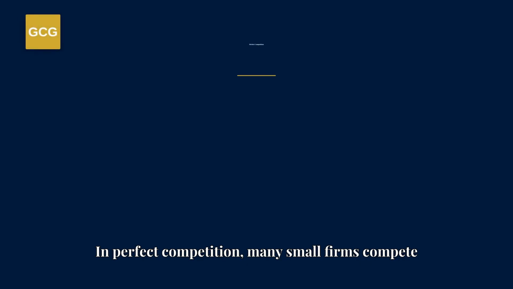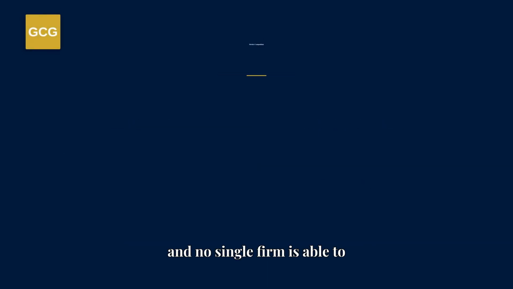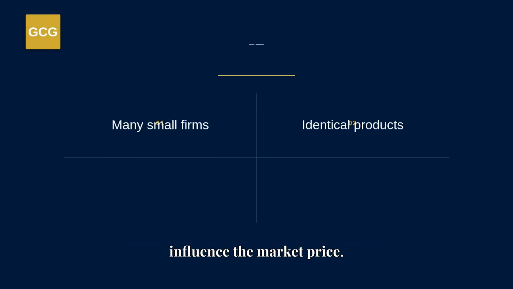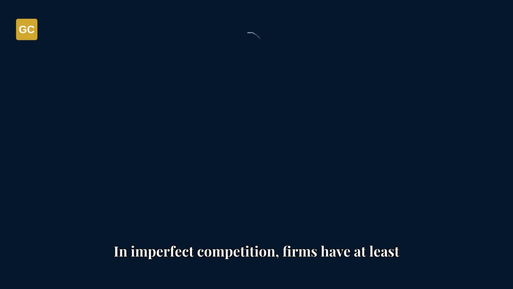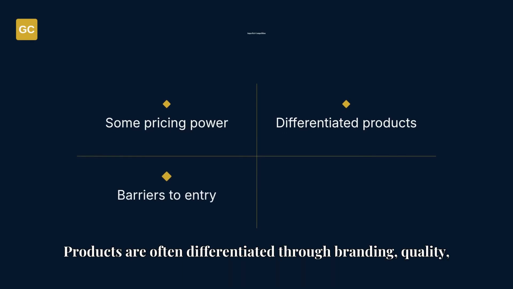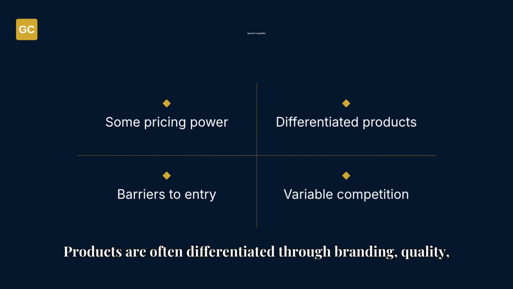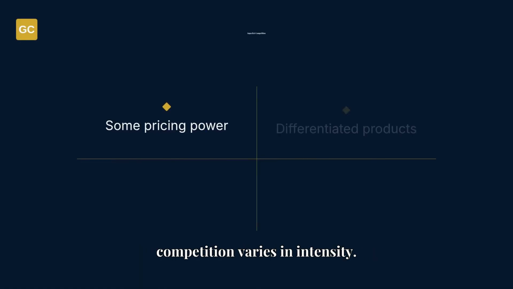In perfect competition, many small firms compete against each other. They sell identical or very similar products, and no single firm is able to influence the market price. There is freedom of entry and exit, and firms are price takers. In imperfect competition, firms have at least some control over pricing. Products are often differentiated through branding, quality, design, or service. There are usually barriers to entry, and competition varies in intensity.